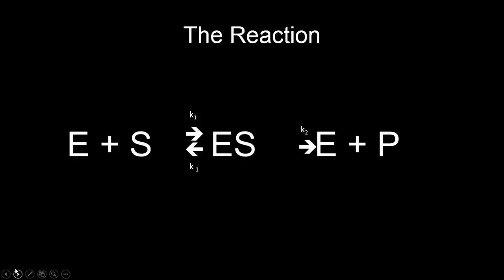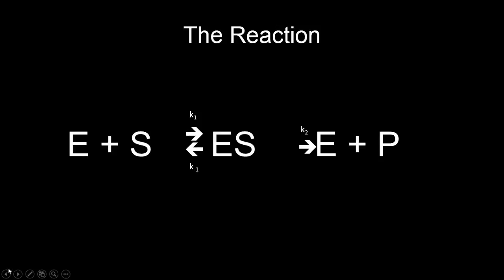The Michaelis-Menten model for kinetics presumes a simple two-step reaction as shown here. In the first step, the enzyme binds to the substrate, and in the second step, the substrate is converted to a product and released. Do you notice anything about the above reaction? Well, there's not a k-2 associated with the second step of the reaction.